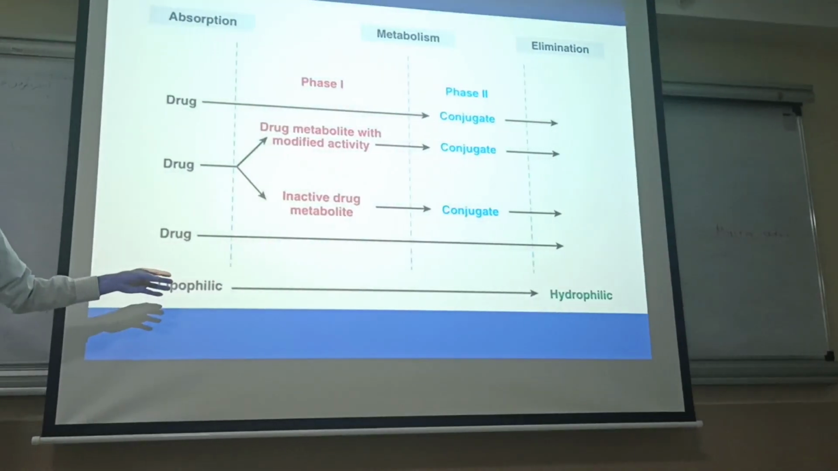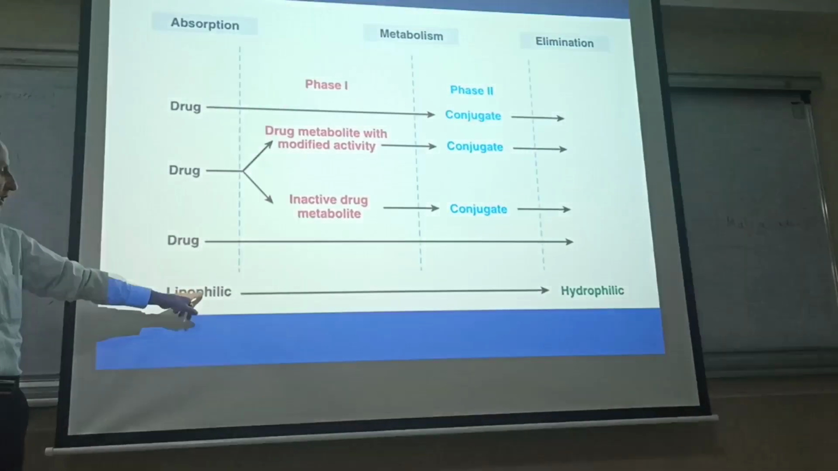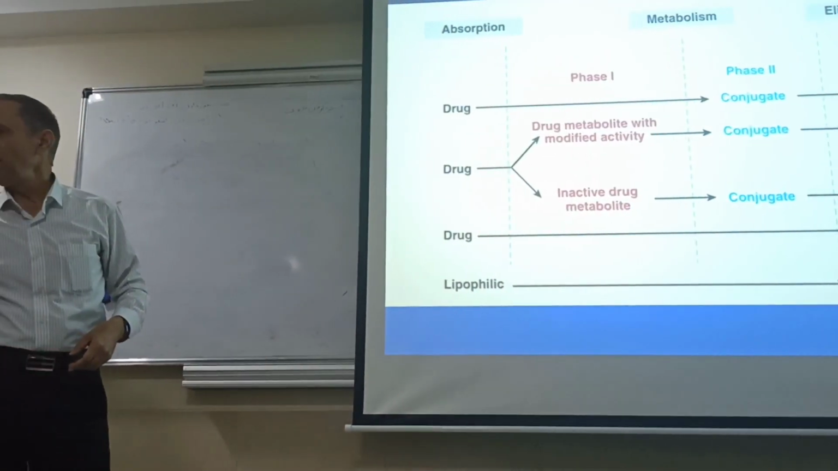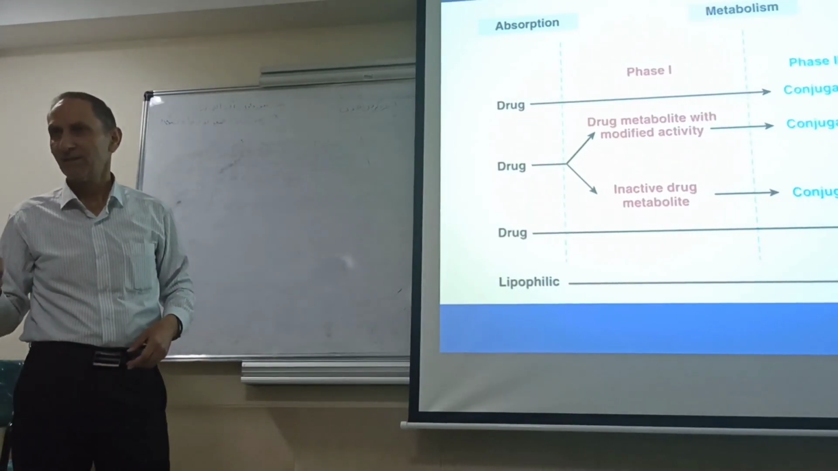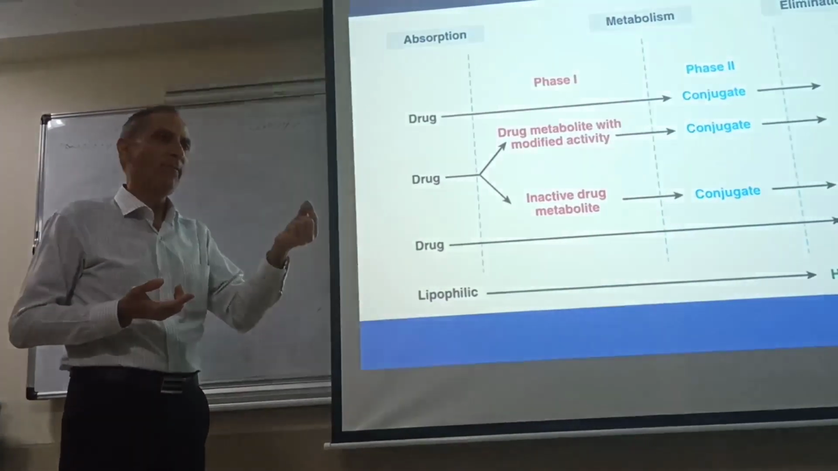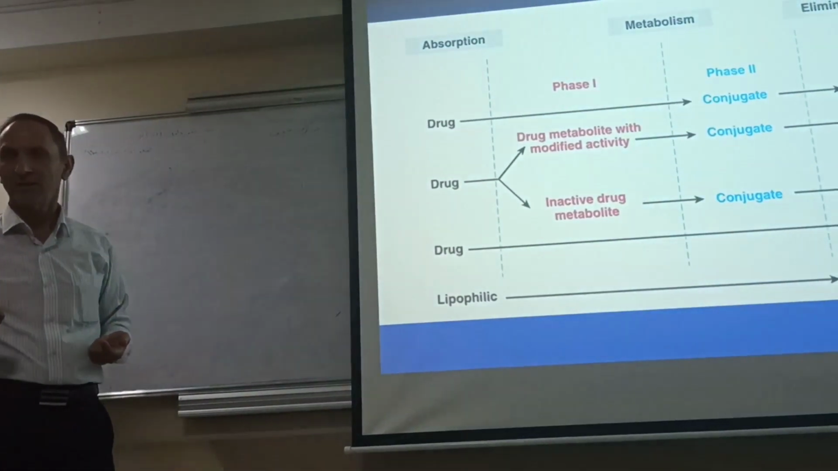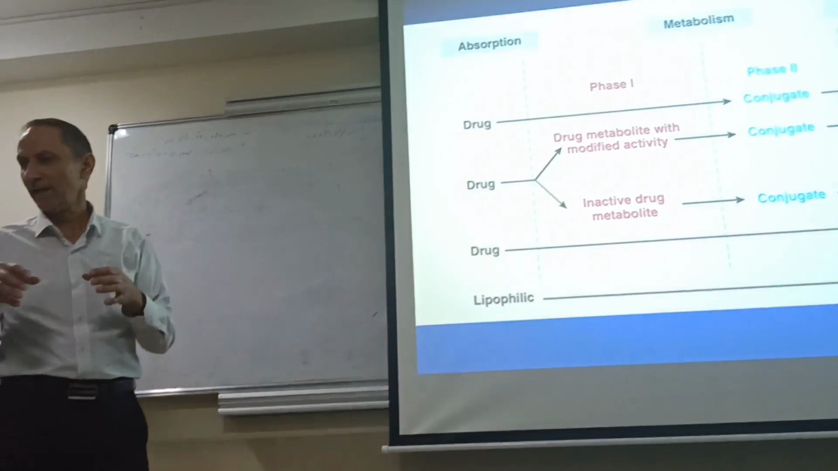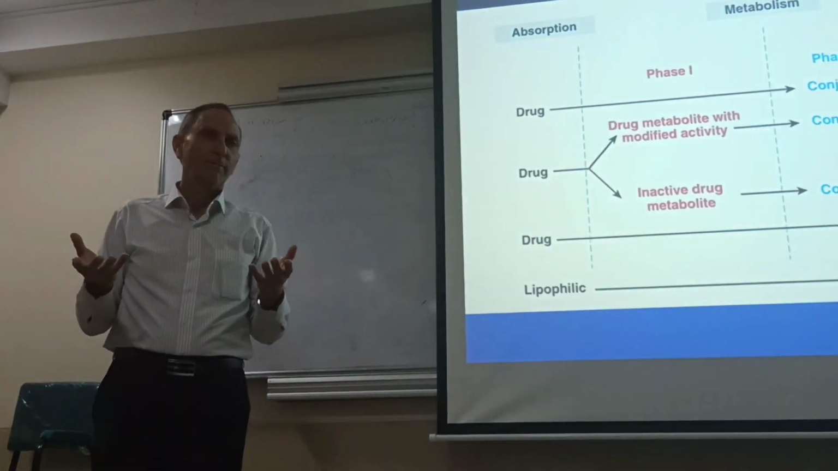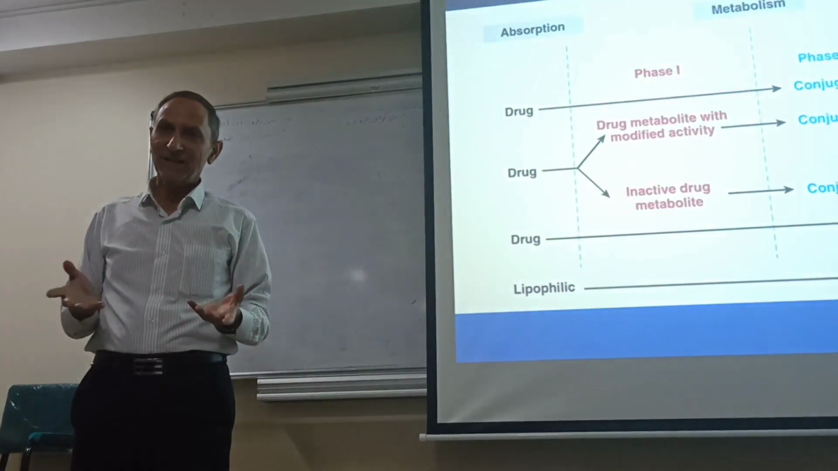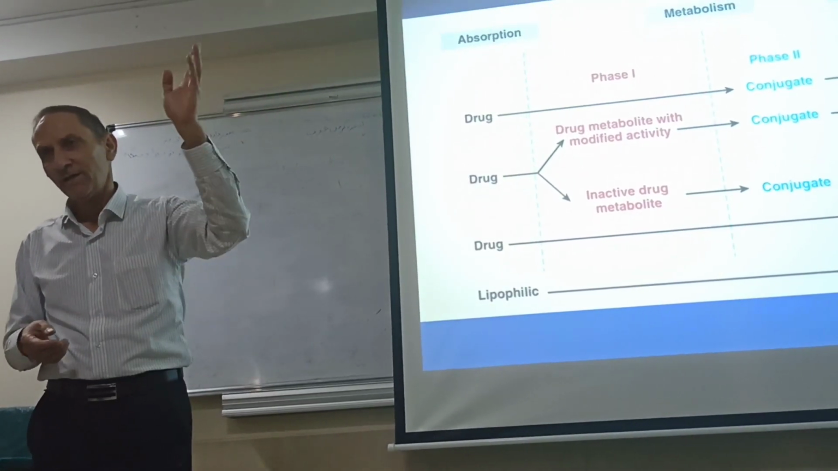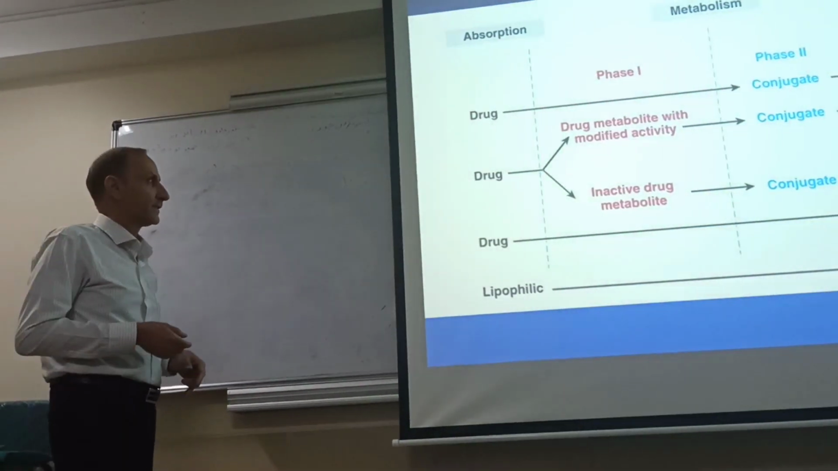The objective or aim of metabolism is changing lipophilic drug to hydrophilic drug to be freely eliminated through kidneys. The aim of metabolism is detoxification. Any drug that enters the body, the liver manages it as a foreign matter and wants to modify it to be excreted through kidneys.